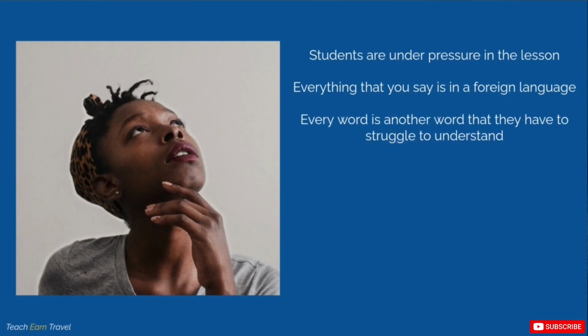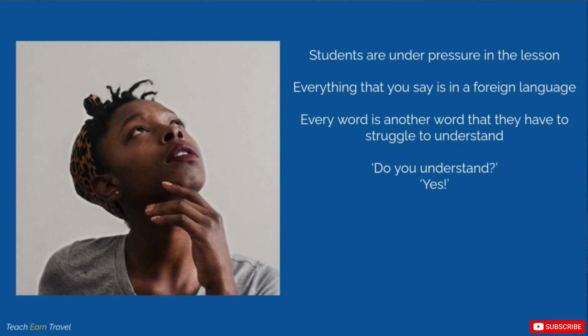And therefore, every word that they hear, every word that they see, every instruction that you give them, they have to struggle to understand this. It's not automatic in the way that your native language is. And then we throw this question at them. Do you understand? And they're already juggling so many different pieces around in their brain, trying to make sense of everything that you've said. Why might they say yes, even if they haven't understood?